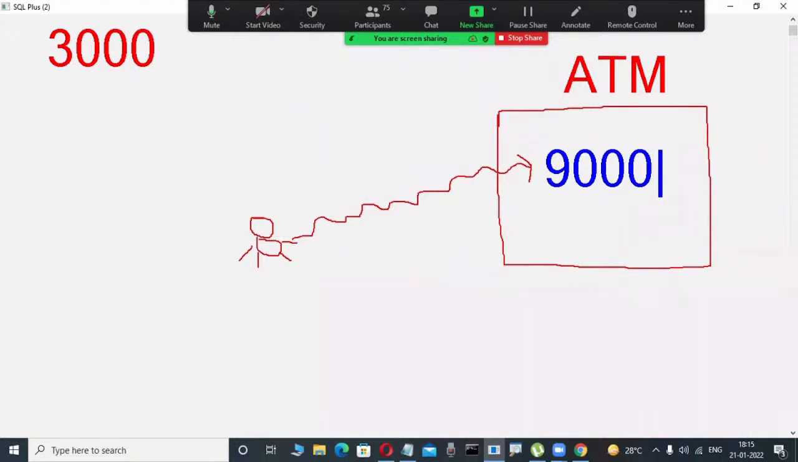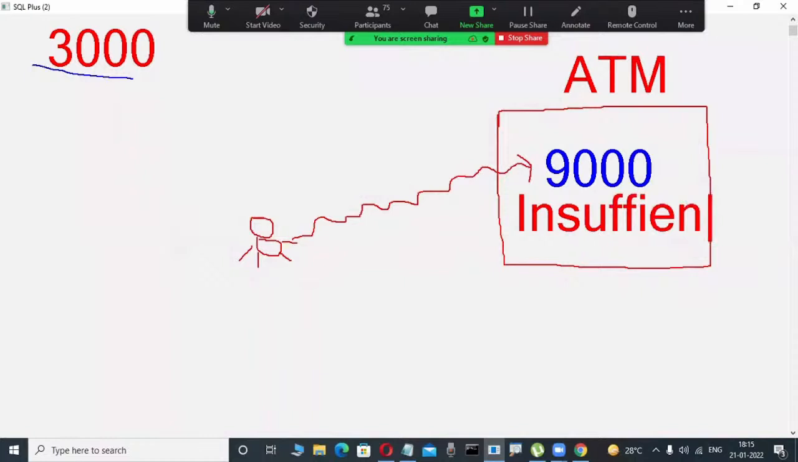No. Here my balance is 3,000, so how can I get it? Okay, so 9,000 rupees is impossible. In this case, it will give a message. You are observing on your ATM machines, maybe some message will be displayed. Suppose it says insufficient funds, something like that.